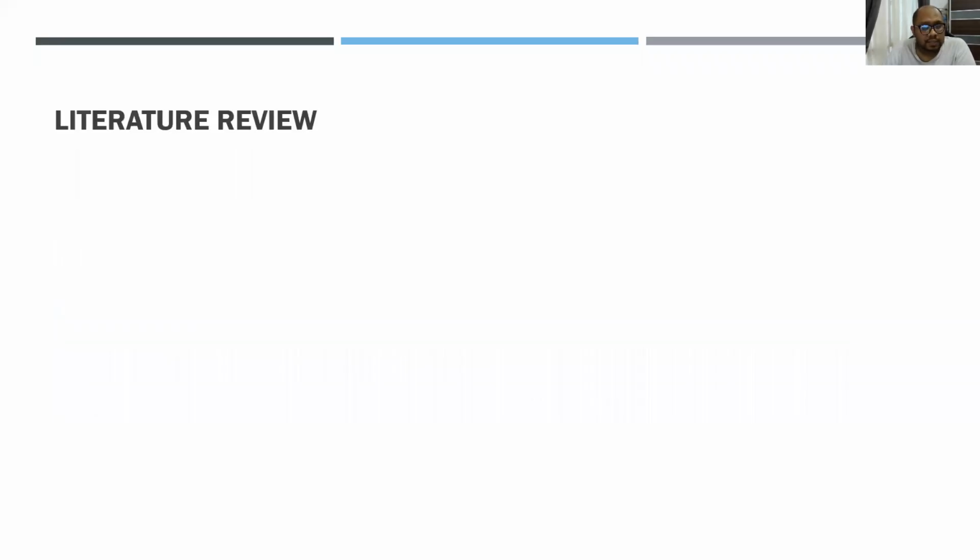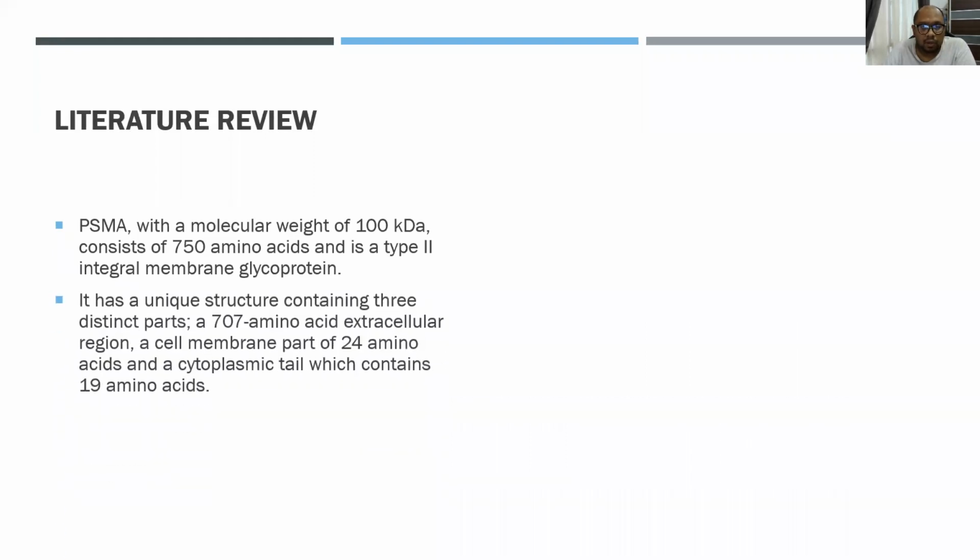So what is actually PSMA? PSMA is a protein antigen with a molecular weight of 100 kDa, and it consists of 750 amino acids, and it is a type 2 integral membrane glycoprotein. It has a unique structure containing 3 distinct parts. First is a 707 amino acid extracellular region, then the cell membrane consisting of 24 amino acids, and a cytoplasmic tail, which contains 19 amino acids.